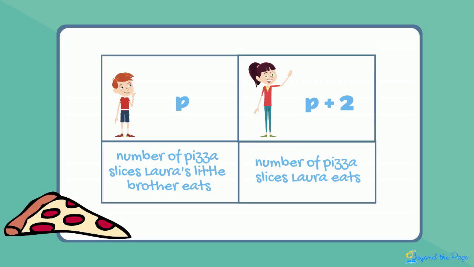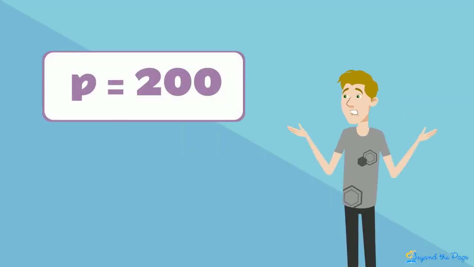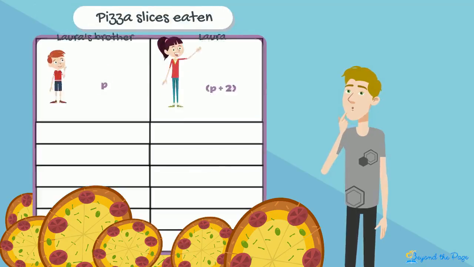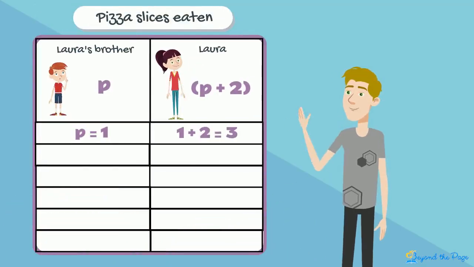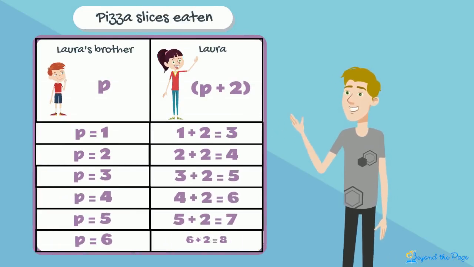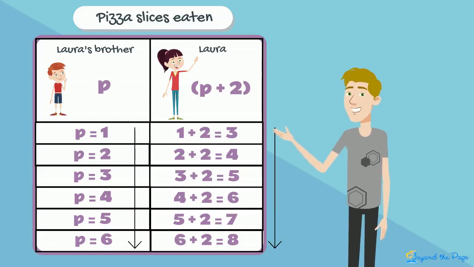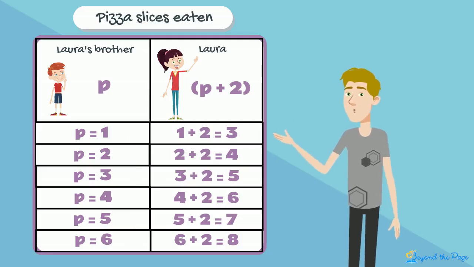When choosing a number value to use for evaluating, be sure to use common sense. For example, in the pizza problem, it wouldn't make sense for Laura's little brother to eat 200 slices of pizza. Instead, he might eat 1 slice, 2 slices, 3 slices, etc. You can see that the number of pizza slices that Laura eats increases as the number of slices her brother eats goes up. So the value of the expression, the answer you get when you evaluate, is dependent on the number value used for the variable.